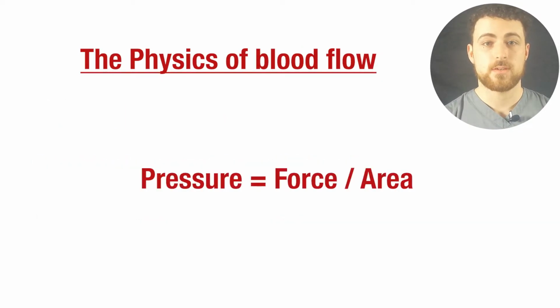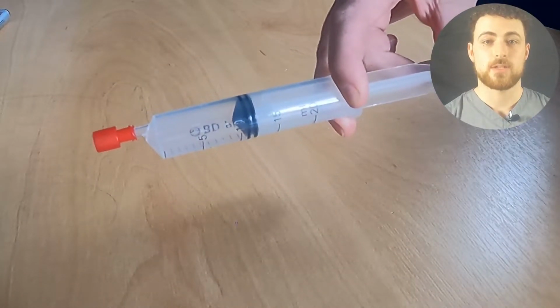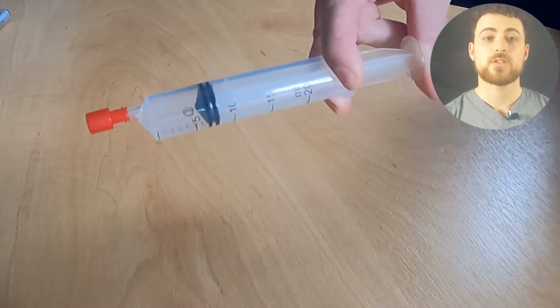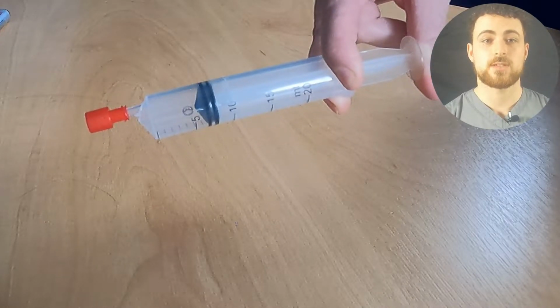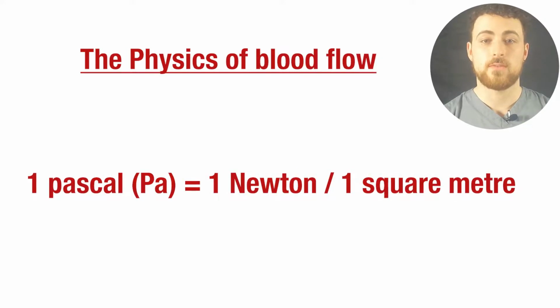Pressure is a force exerted over a specific area. By pressing my finger down onto this piece of paper, I am exerting a pressure on the area that my finger covers. Similarly, by pressing on the plunger of this closed syringe full of air, we are generating a pressure within the syringe that is equal to the force with which I am pressing the plunger in newtons divided by the cross-sectional area of the syringe barrel in meters or centimeters squared. A force of 1 newton exerted over an area of 1 meter squared is equal to 1 Pascal, the standard international unit of pressure.